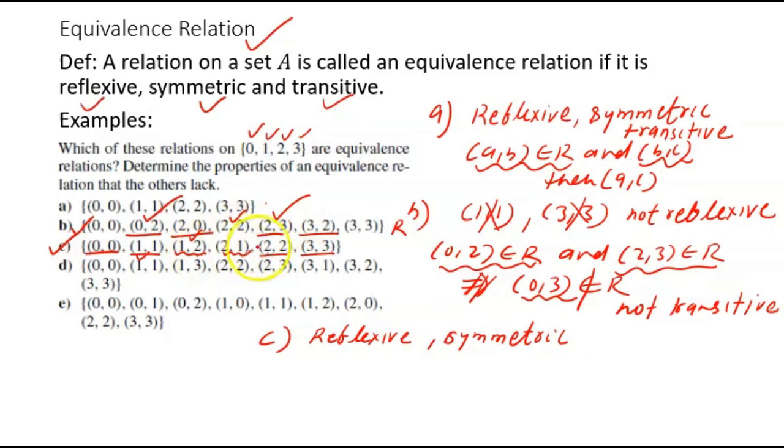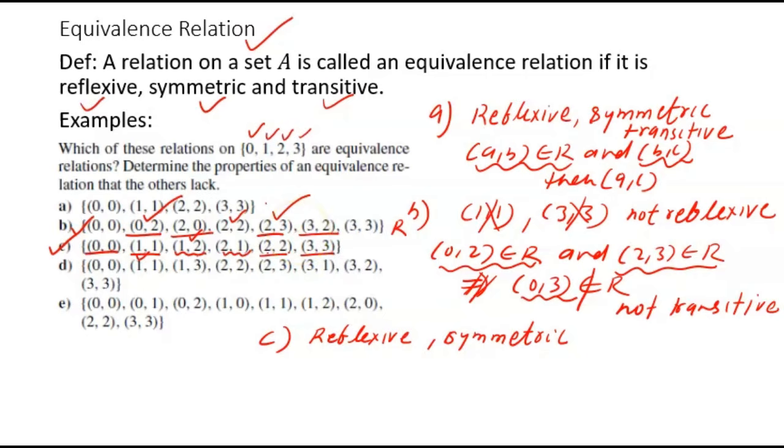So that's done. Now move to the next element (2,2). So (2,2) is there and (2,1) is there, so (2,1) should be there. So that is present. (2,2) is there and there is no other element starting at 2, so that requirement is okay. And finally we have (3,3), but there is no such element like (3, something). So this is a transitive relation as well.